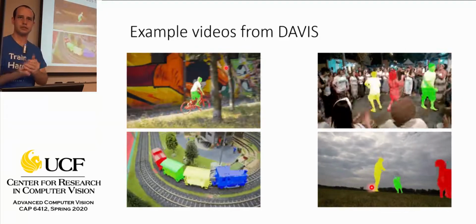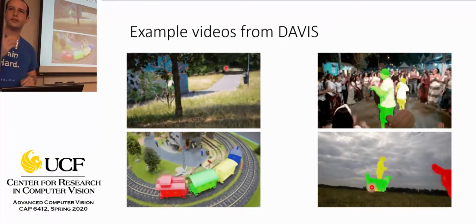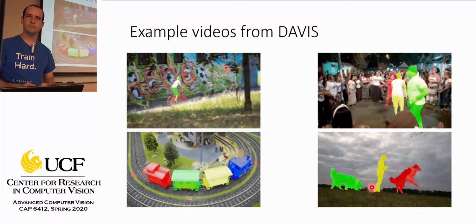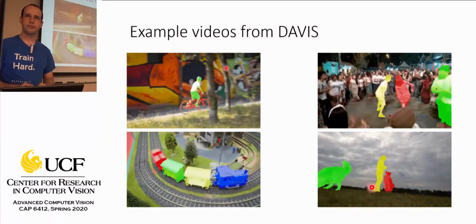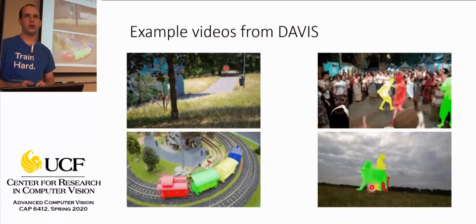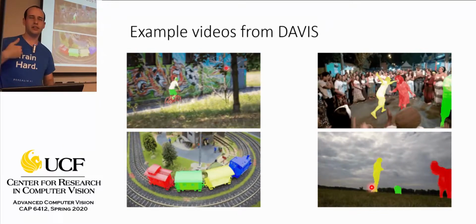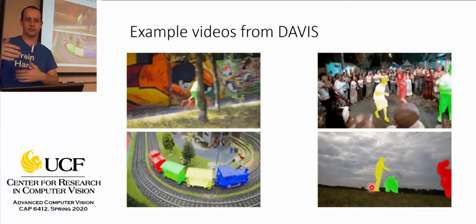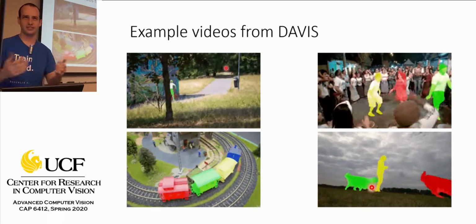At test time, we're only given the first frame. You might be asking, do you have the other frames at test time to evaluate your performance? At test time, we don't have them. We submit our system, and someone else has the frames to evaluate it.